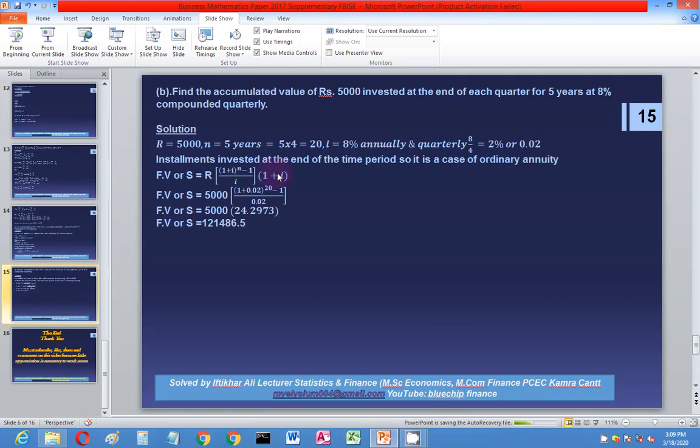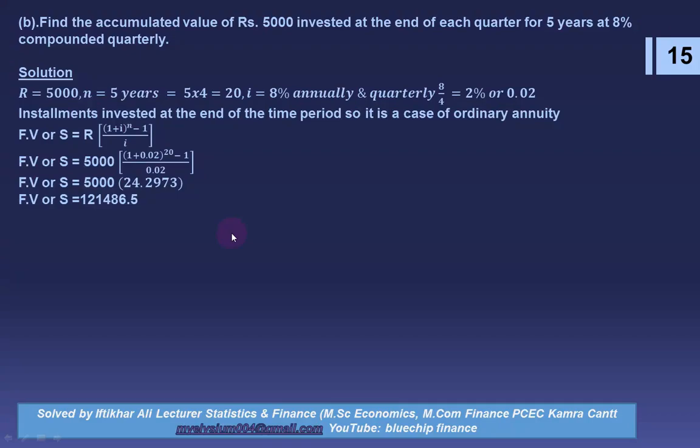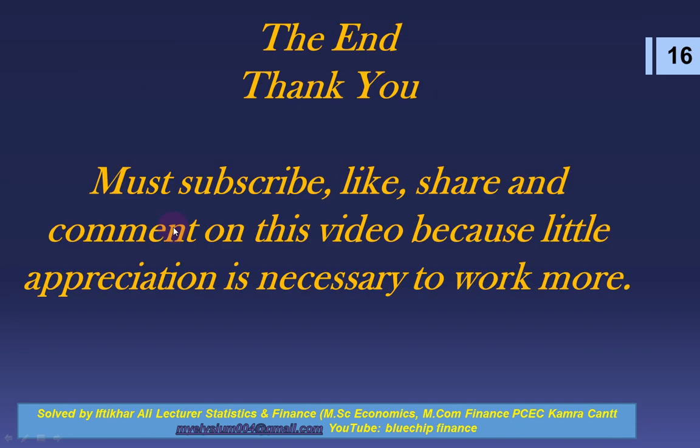This represents 1 plus I. It will become the case of annuity due, but this is the case of ordinary annuity. So after putting the values into this formula, the future value or sum will be 121,486.5. So it was the paper of 2017 supplementary, Federal Board of Intermediate and Secondary Education.